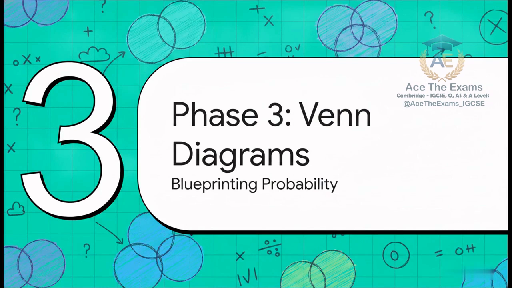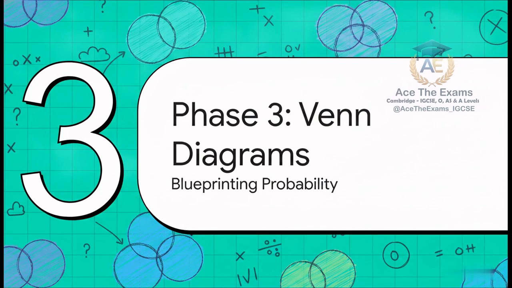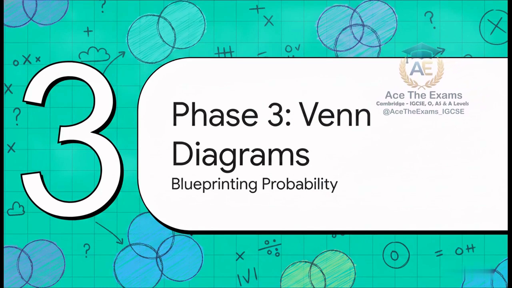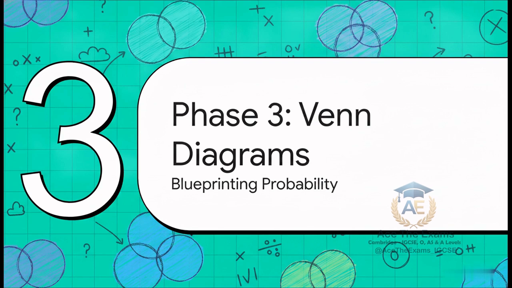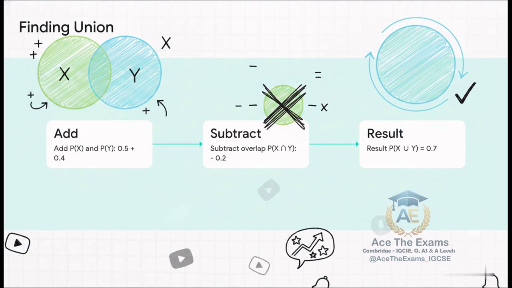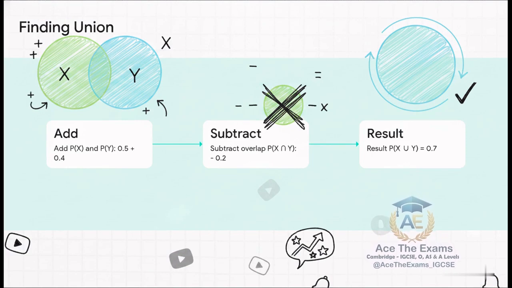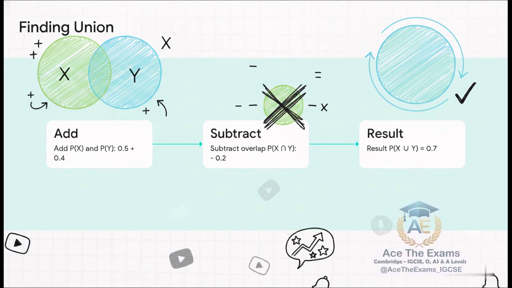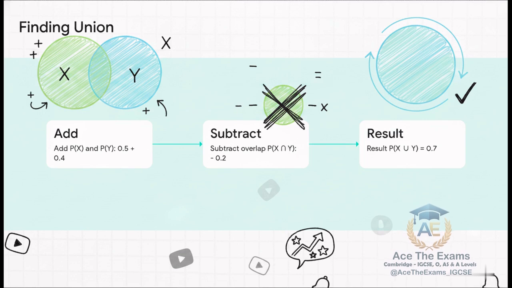Now for Phase 3, blueprinting probability with Venn diagrams. When numbers get complicated, a visual blueprint ensures we absolutely do not double count our data. Let's look at the math behind the visual here. The command word here usually asks for the union of x and y. This just means the probability of getting x or y or both.